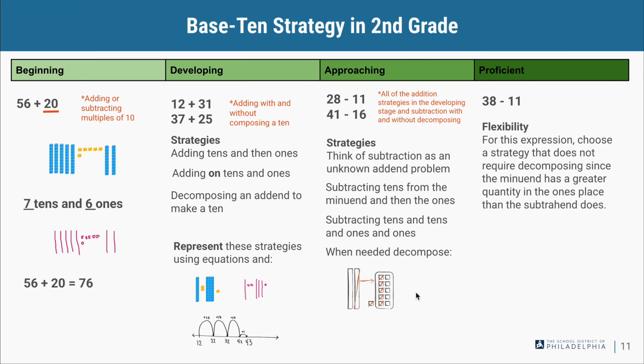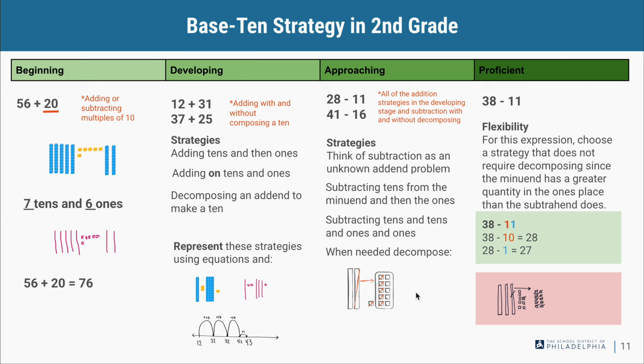To teach this skill will require us to have conversations with students about how they select their strategies and have them become comfortable defending and explaining this rationale. So for example, 38 minus 11, a student could select the strategy of subtracting 10s from the minuend and then 1s. So 38 minus 10 first, subtracting my 10s, and then minus 1, subtracting my 1s.